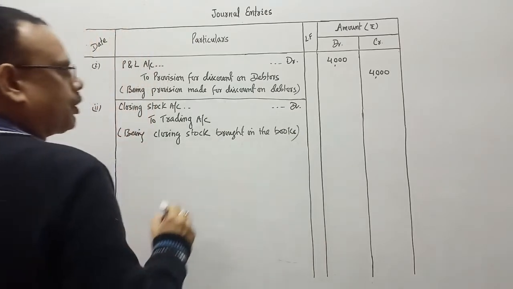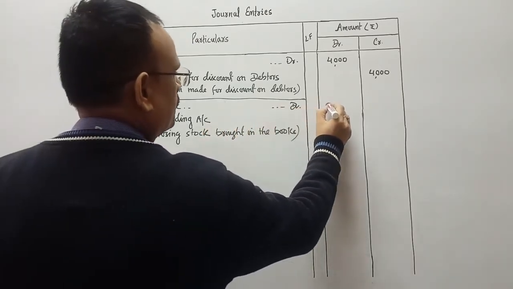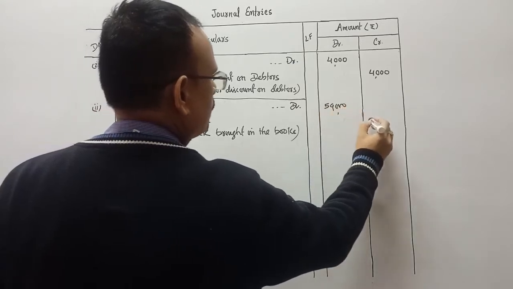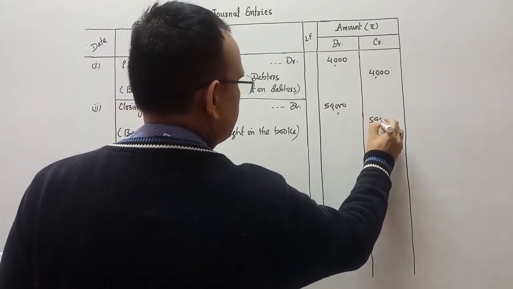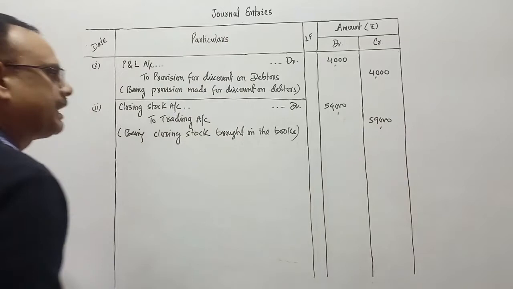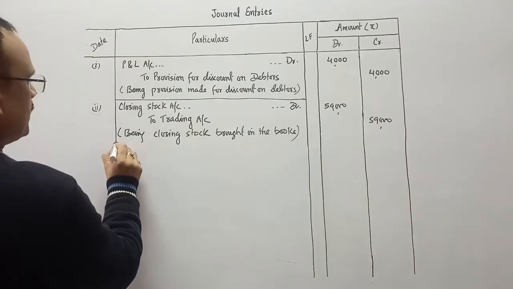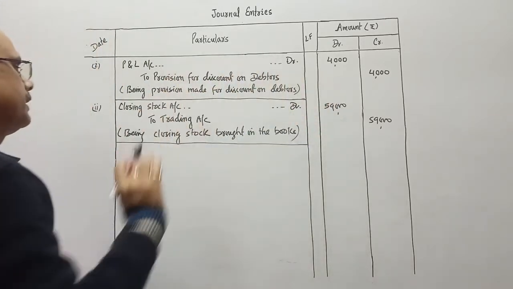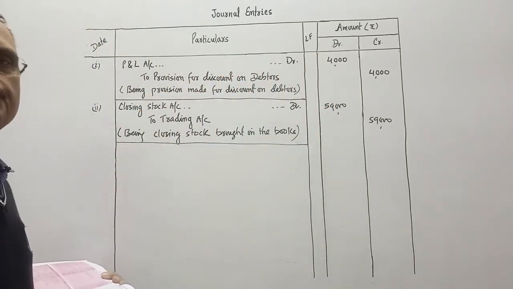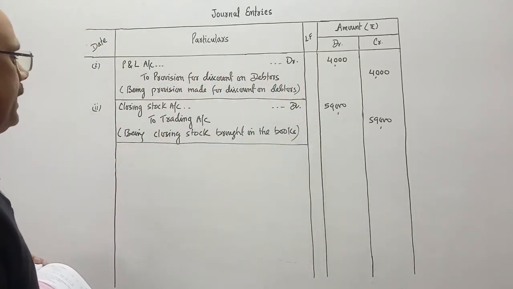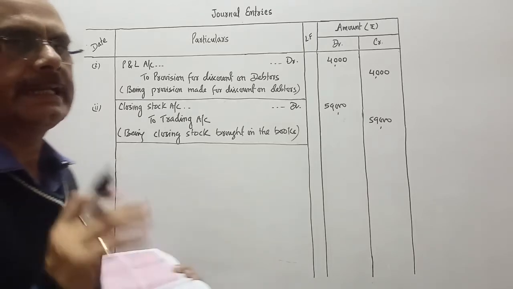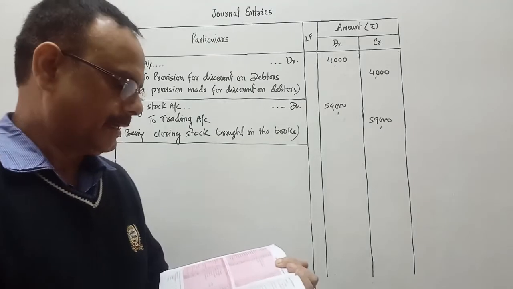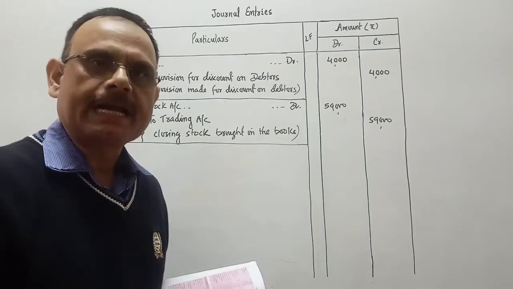Suppose closing stock is 59,000, then you write 59,000. I have written the imaginary figure over here. This figure is not given in the question. I have just written the imaginary figure. Closing stock account debit to trading account, being closing stock brought in the books, because it is given in the adjustment. Next adjustment is outstanding expenses.